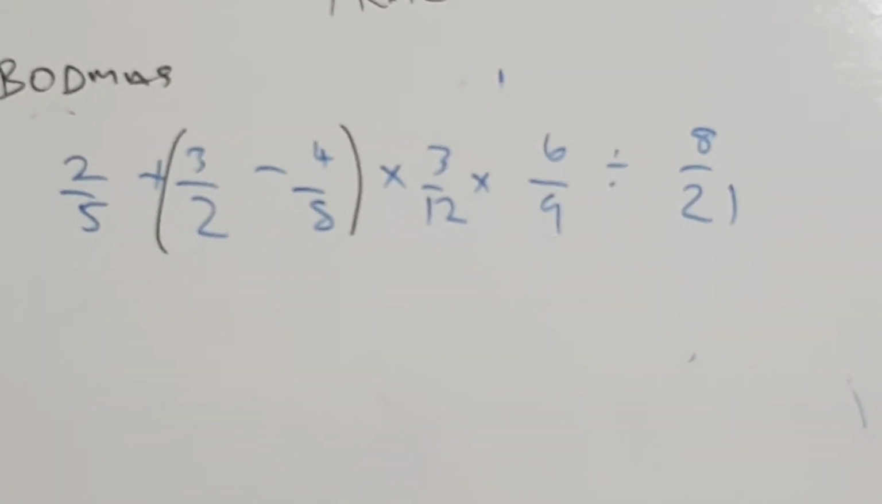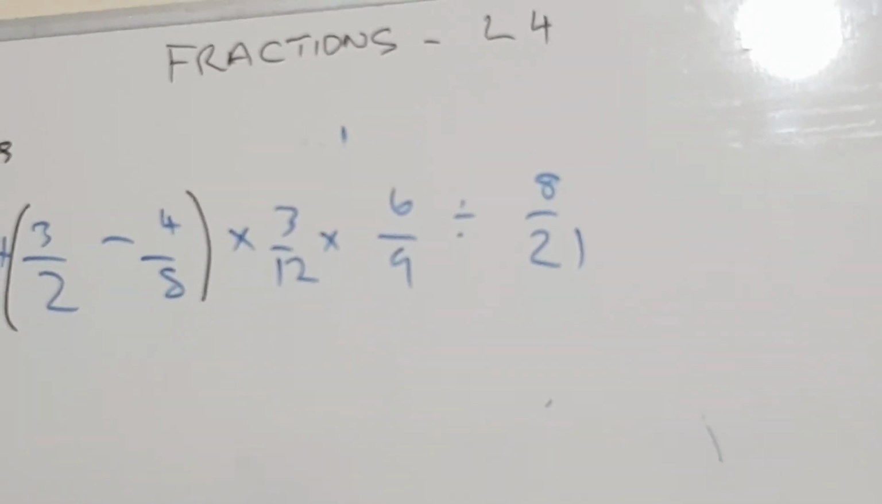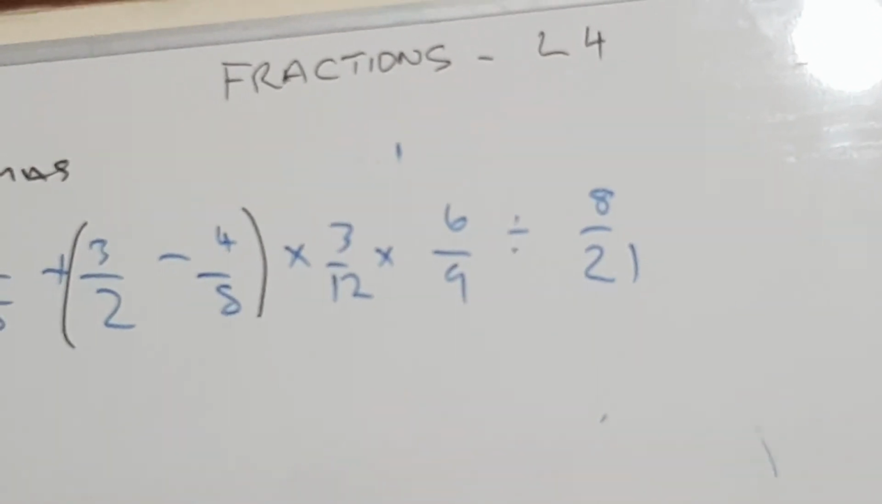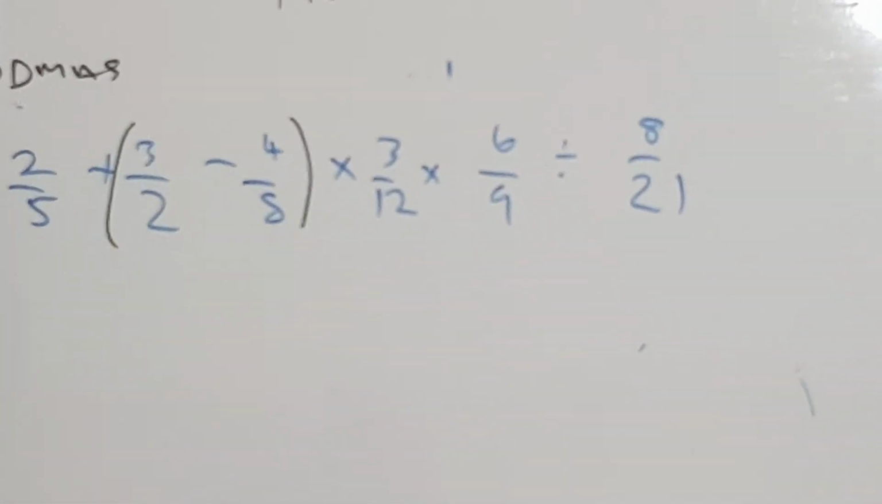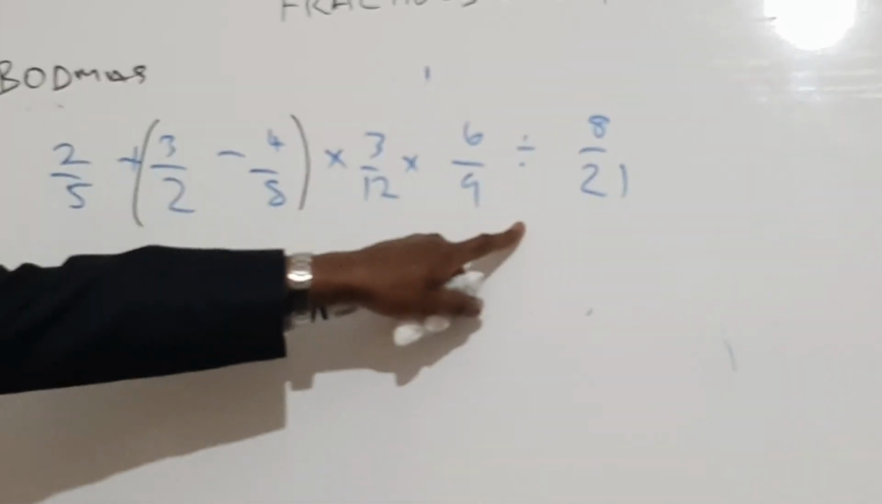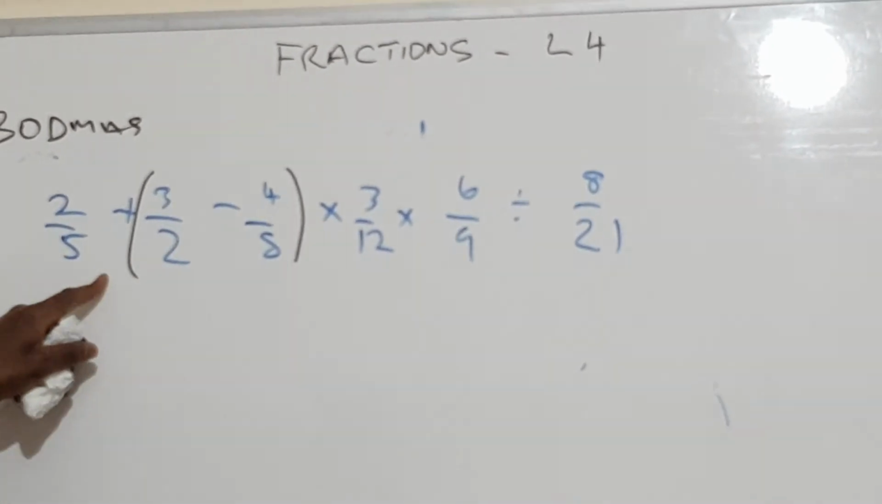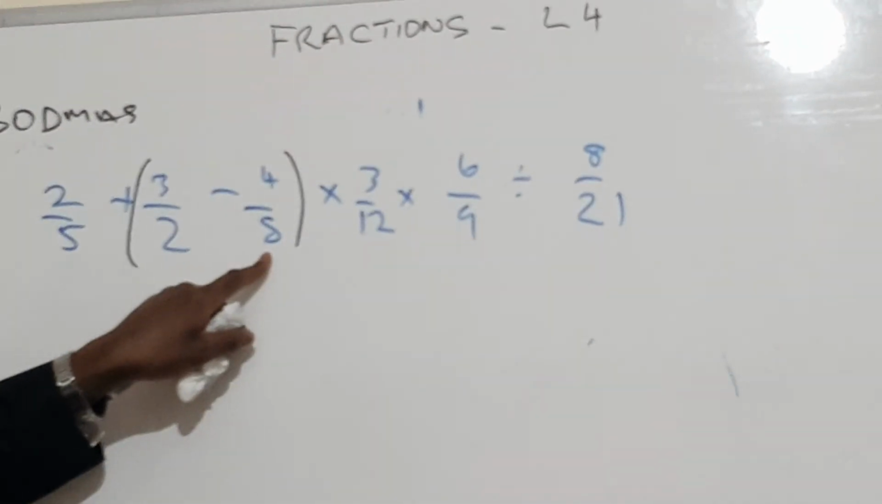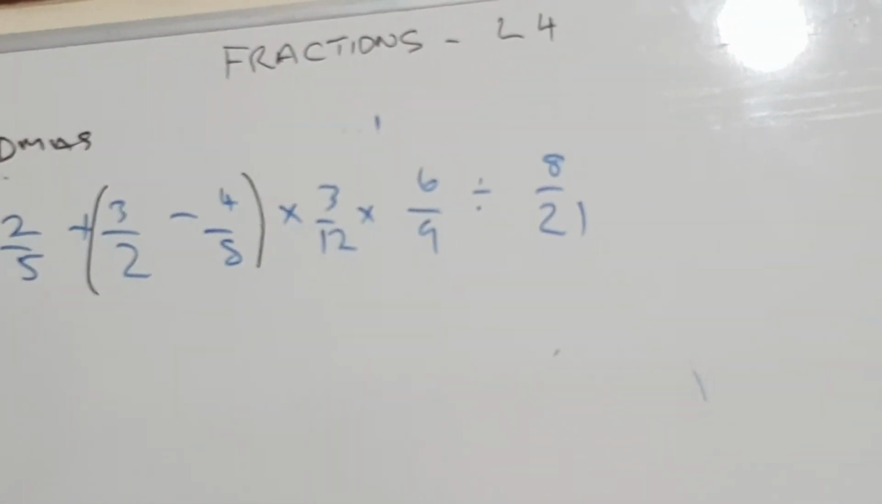Do you have a choice which one you do first? No, you have to do the bracket first. Yes. If there was no bracket, we would follow BODMAS: we do the division first, then the multiplication, then the addition, then the subtraction. But since we have a bracket, we have to deal with the bracket first.